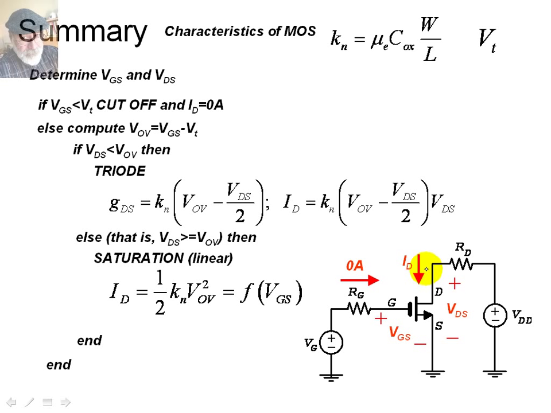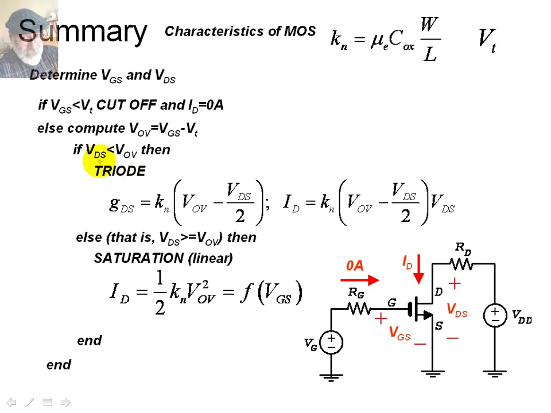Otherwise, we needed to compute the overdrive voltage, VGS minus Vt, and compare VDS, the channel voltage, with that overdrive voltage. If it was below that, the transistor was said to be in triode mode, and it had a conductance given by this expression. It was a function of the overdrive voltage, a function of the gate-source voltage.